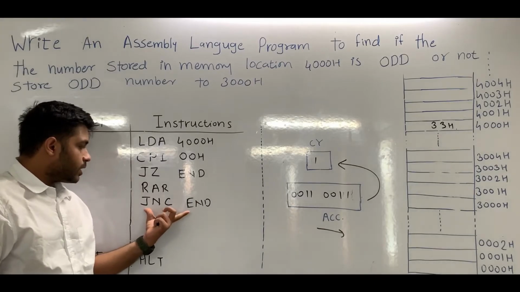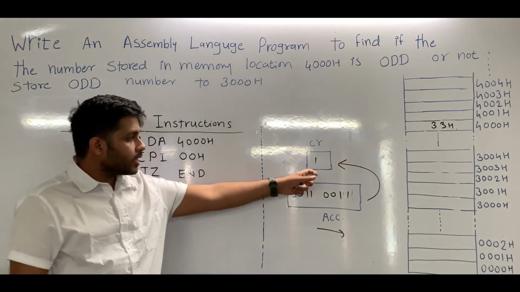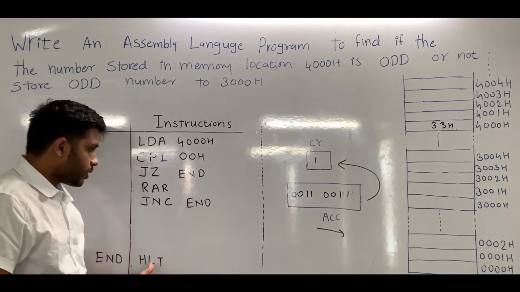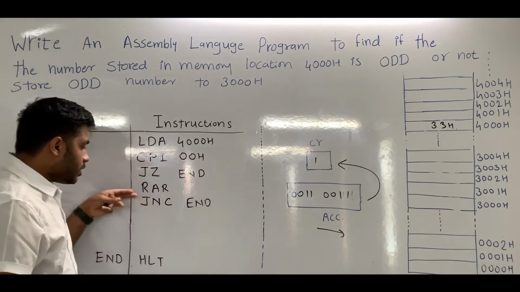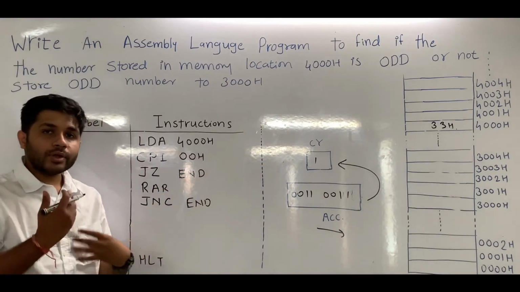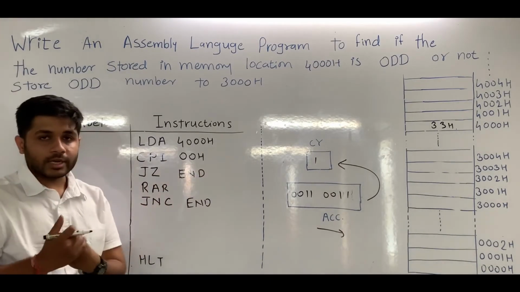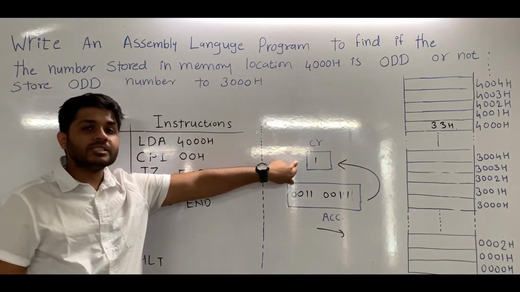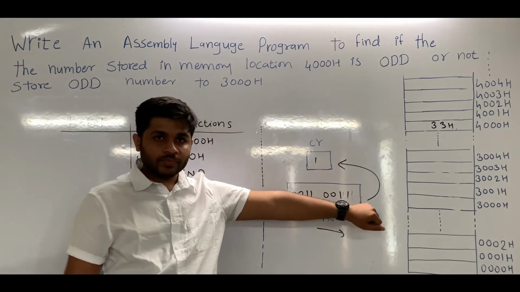After rotating, what is the next instruction? Jump if no carry to end. It means after rotating, if carry is not set, we will jump to end. But right now the carry is set. It means we will not jump to end. So when the carry is set, what we are going to do? We will store the number to the 3000H, because when the carry is set, it means the number is odd, and we have to store the number to 3000H.